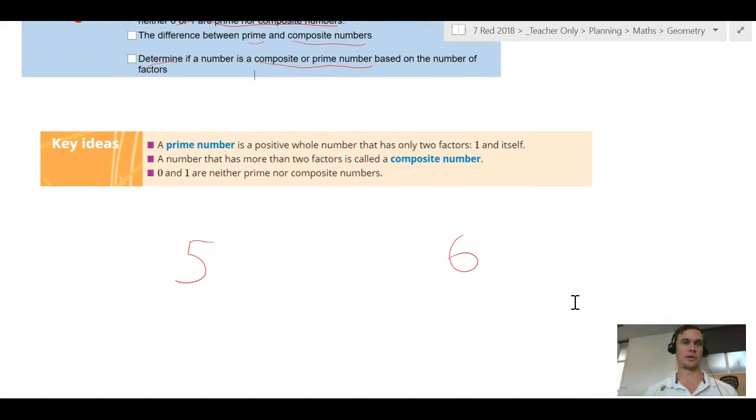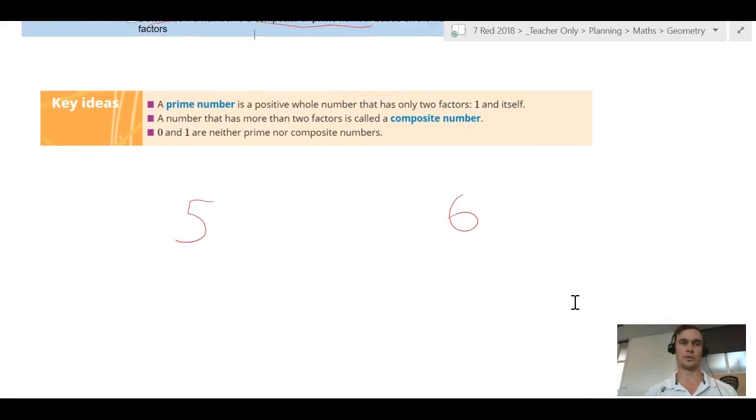Now the definitions I've got here, you should write these down in your book. So the first one is a prime number. A prime number is a positive whole number that only has two factors, and that is 1 and itself. So it's important that you've looked at previous videos in regards to factors and multiples and also divisibility, so refresh them if you need to, but a prime number only has two factors. Now the opposite is a composite number. A composite number has more than two factors, and this is the majority of numbers in our number list.